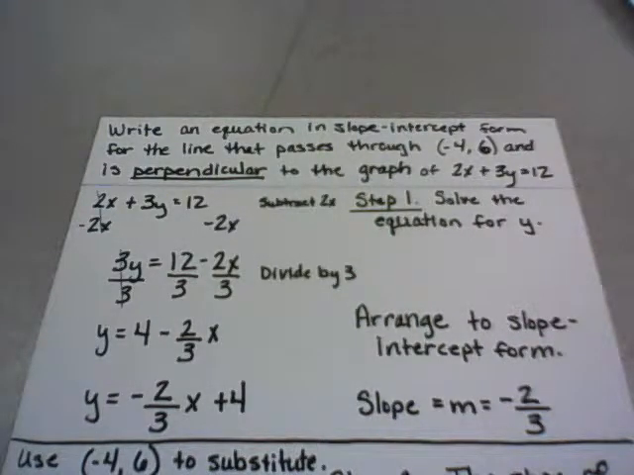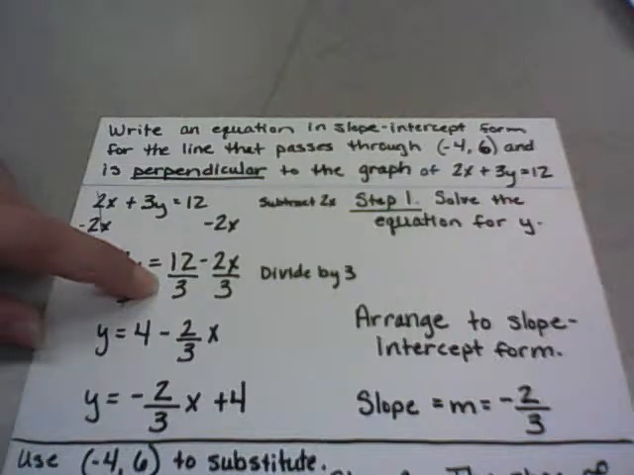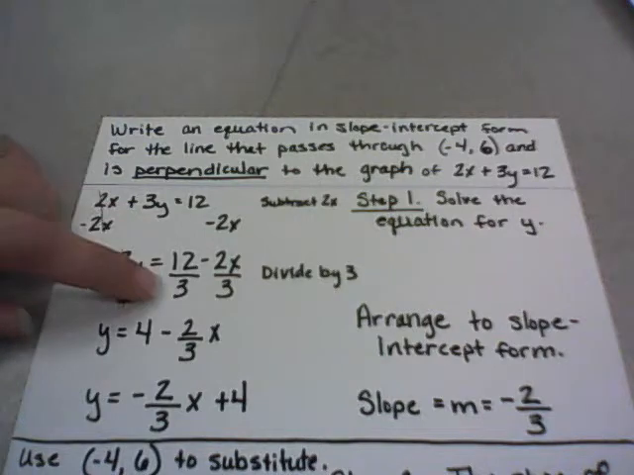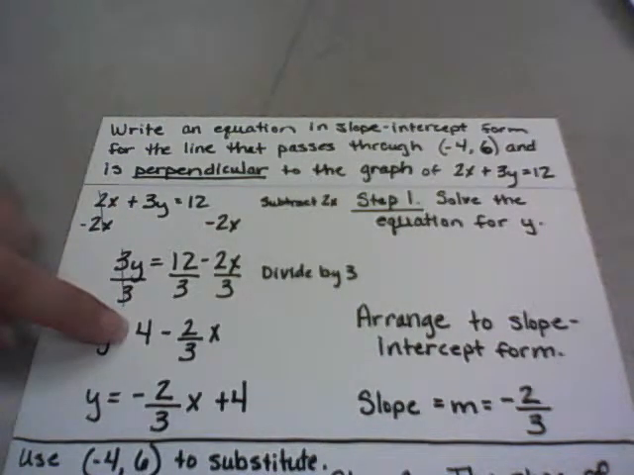My next step is to get rid of that 3 that's with the y, or being multiplied to the y. So to get rid of something that's being multiplied, I'm going to divide by 3 on both sides of the equal sign. Once I divide by 3, I cancel out the 3 on the left side with the y. I have 12 divided by 3 and -2x divided by 3. Now obviously 3 can go into 12 4 times. So when I rewrite my equation, I'm going to use the simplified version of 12 over 3, which gives me y = 4 - 2/3 x.